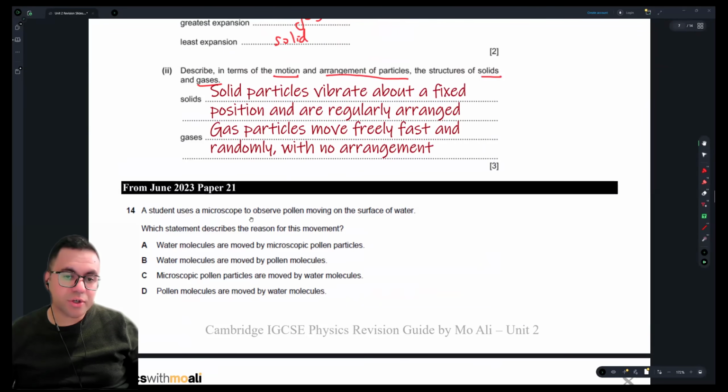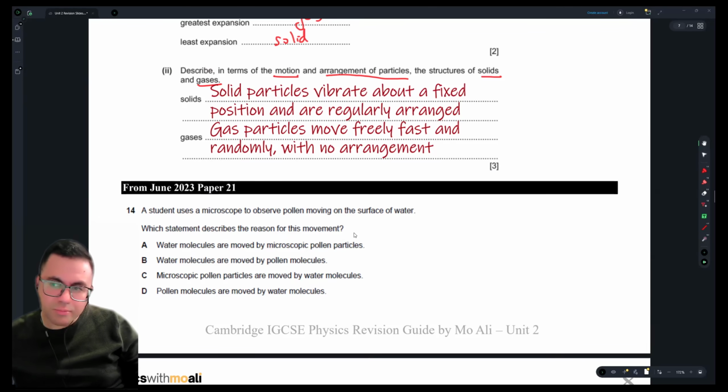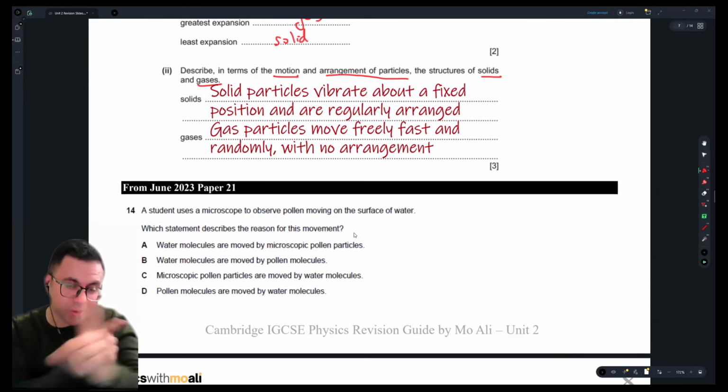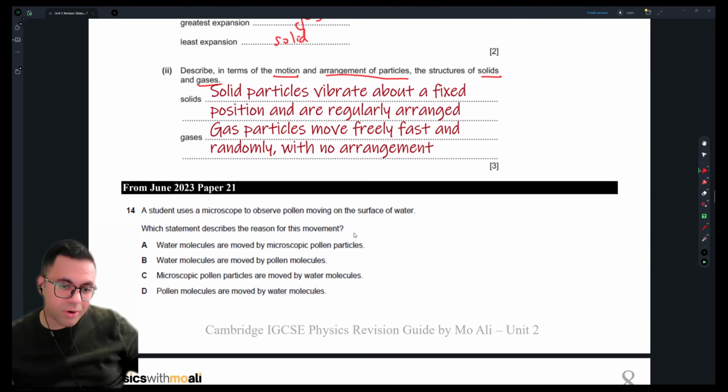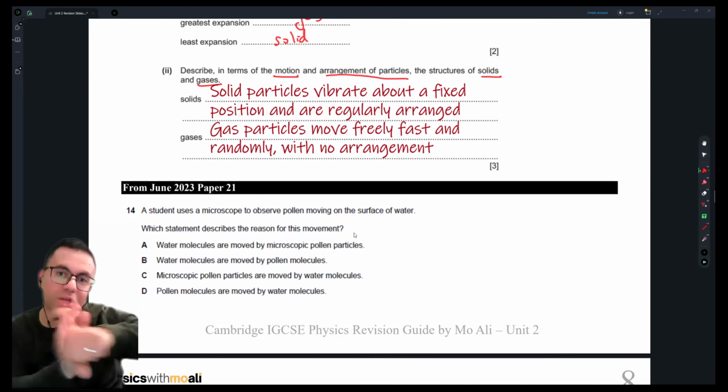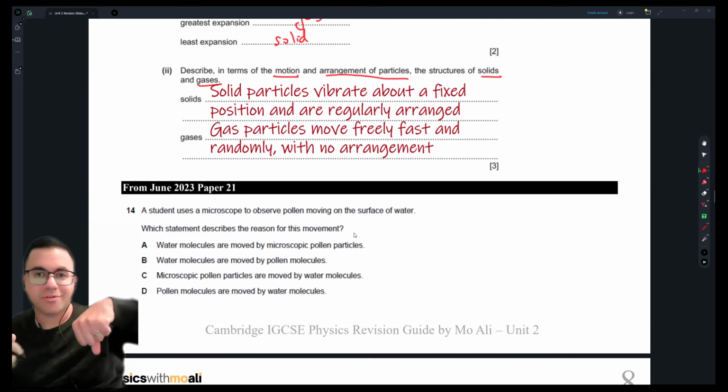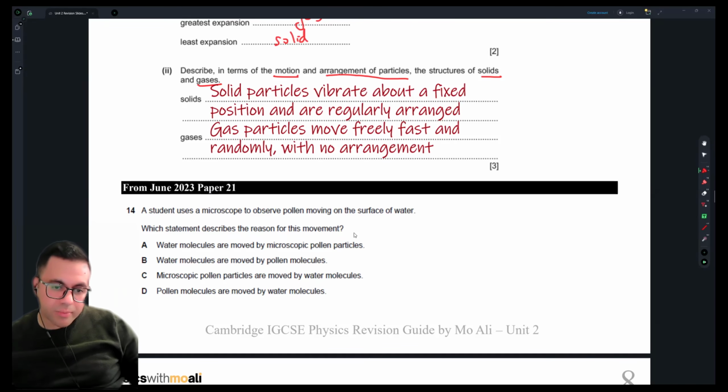A student uses a microscope to observe pollen moving on the surface of water. Which statement describes the reason for this movement? So, water molecules are moved by the pollen. Look at the order. No, it's not the water that's moved by the pollen. It's the pollen that's moved by the water. It's the water that collides with the pollen, just like how the air molecules collide with the smoke. So water molecules are moved by pollen, no. And then microscopic pollen particles are moved by water molecules. And then pollen molecules are moved by water molecules.